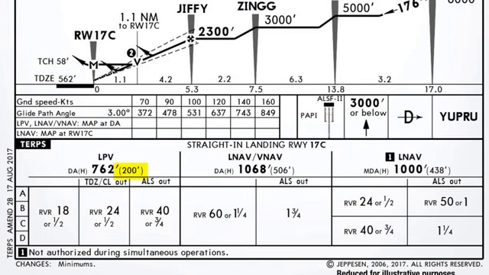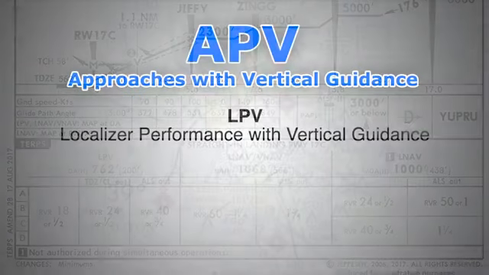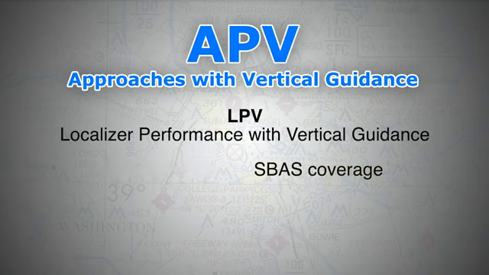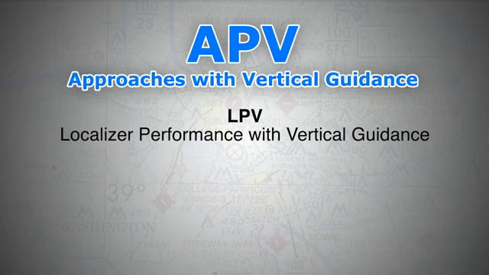Okay? Now, to be able to fly an LPV, your aircraft requires an SBAS receiver as well as SBAS coverage in the area of intended operation. Okay? Meaning, just because you have an SBAS receiver on your aircraft, you cannot fly an LPV in airports where there is no geo-satellite coverage. Okay? So, basic GPS or baro-VNAV system won't work.